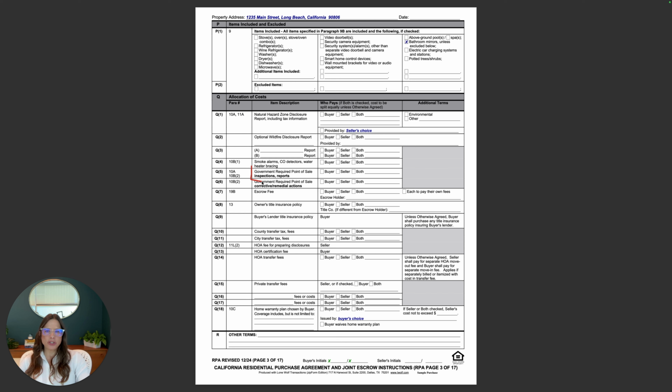This section right here, Q5, most of the time this does not apply. This is government required point of sale inspection and reports. So in Long Beach specifically, there are multiple areas that are parking impacted areas, which means that if you're buying or selling a home within those areas, the seller must have the city issue a parking inspection. If you're buying a condo with subterranean parking, it's exempt. You still have to get the report. It costs, I don't know, $30, something like that. The seller pays for it and they get a report saying, hey, this is in the parking impacted area, but the seller's exempt because it's a community garage.